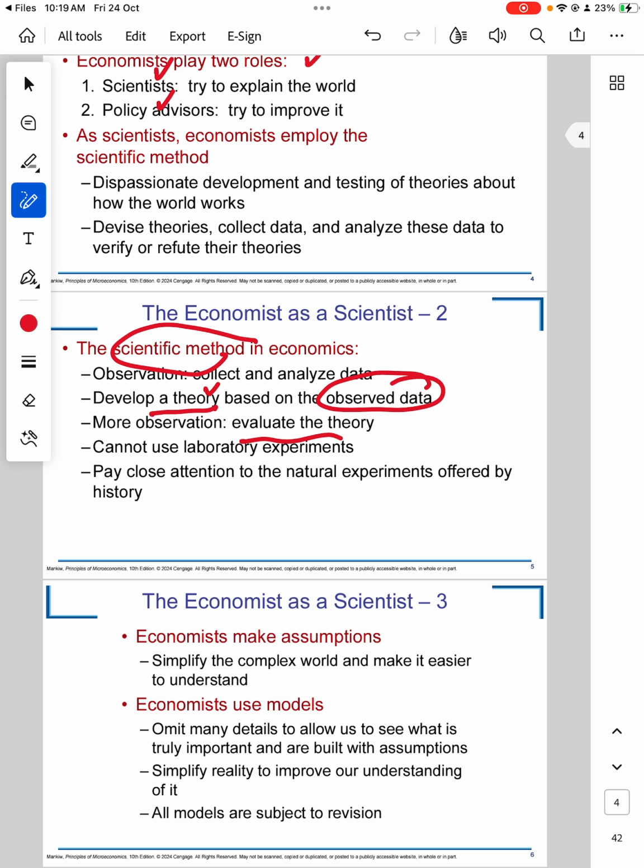Alright, we cannot use laboratory experiments, so we pay close attention to the natural experiments offered by history. Based on that, we can also collect data from primary and secondary sources in order to support the argument that we made for our phenomena.